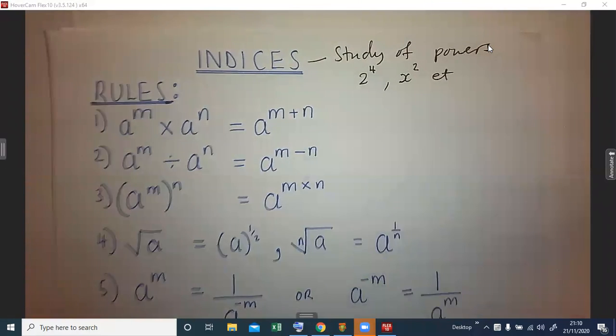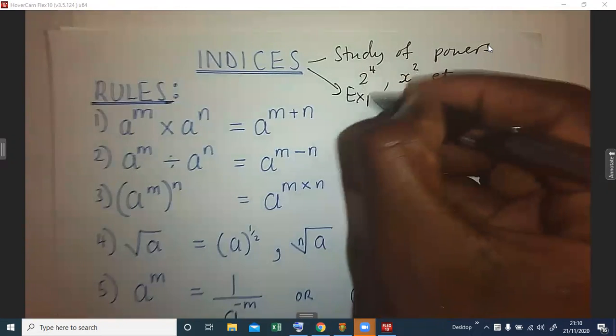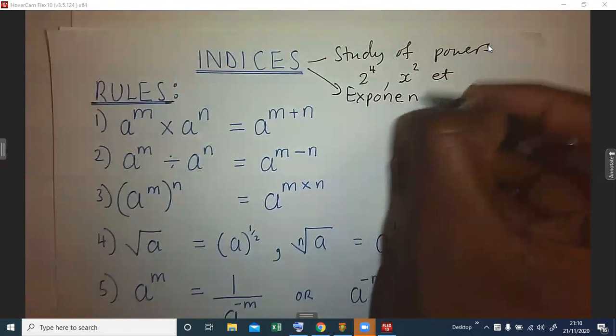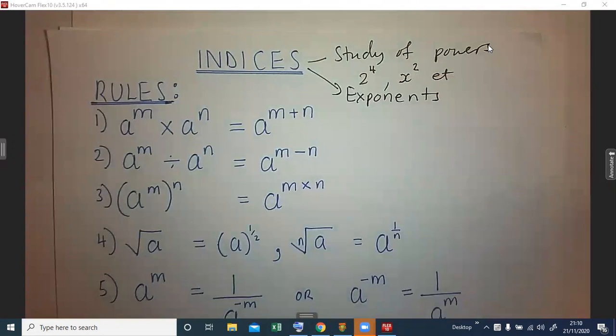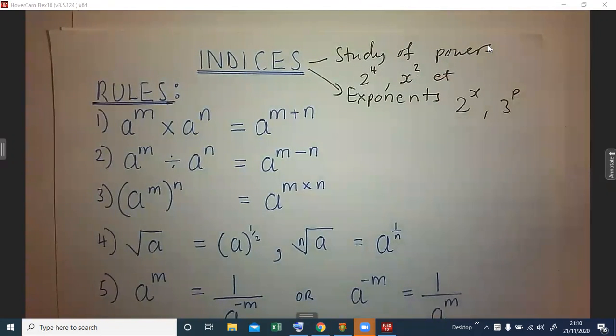Study of powers. But when you connect indices to exponents, this takes us to even unknown powers. You can have 2 power x, 3 power p. So indices and exponents, we deal with the powers. So powers can have numbers or powers can have letters.